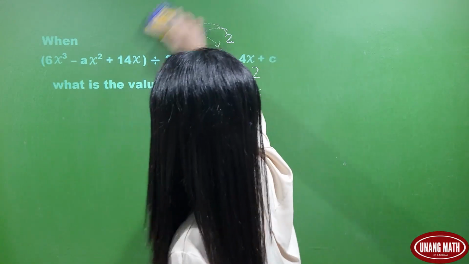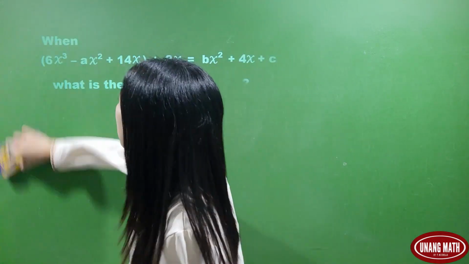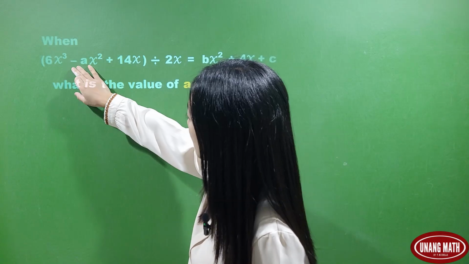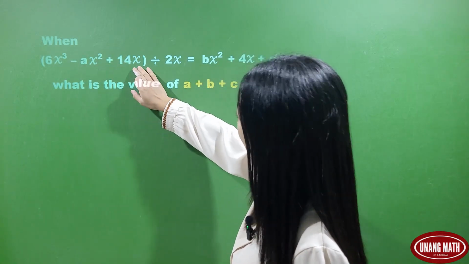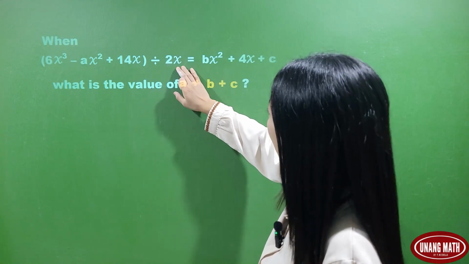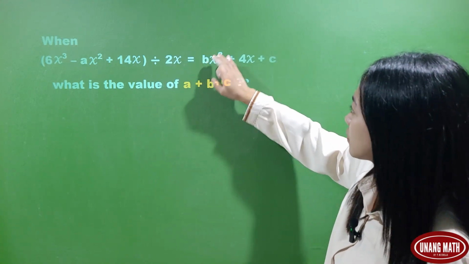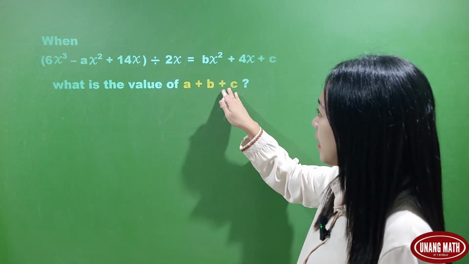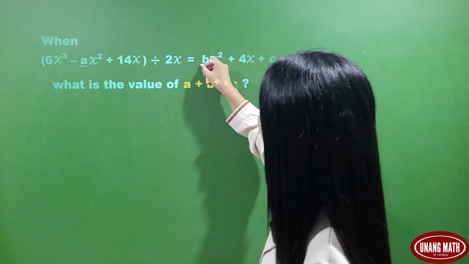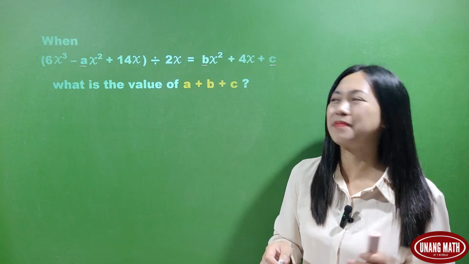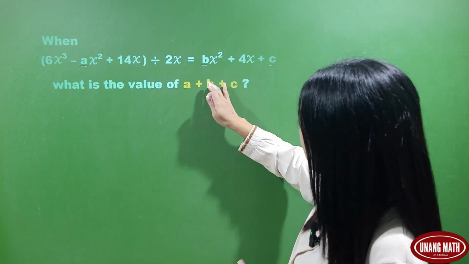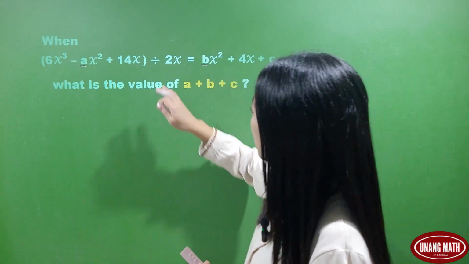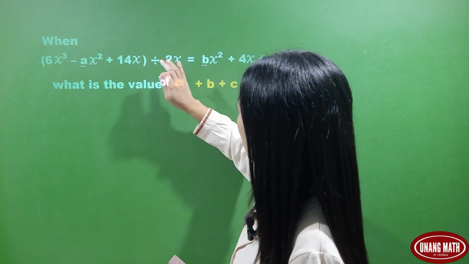Okay, this time, let's answer the following problems. Okay, the first one is, when 6x raised to the power of 3 minus ax squared plus 14x divided by 2x is equal to bx squared plus 4x plus c, what is the value of a plus b plus c? So a is here, b, and then this is c. Okay, to find the value of a, b, and c, we have to simplify this expression. So this is polynomial divided by monomial.